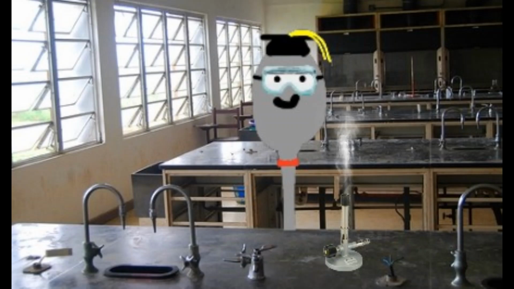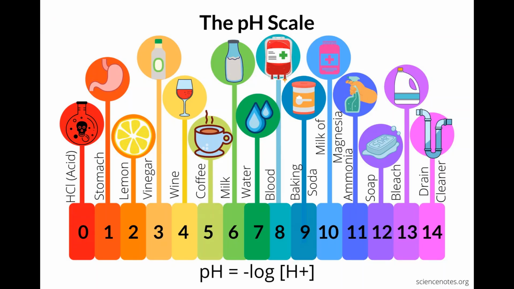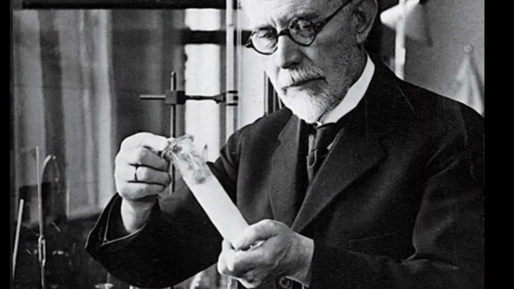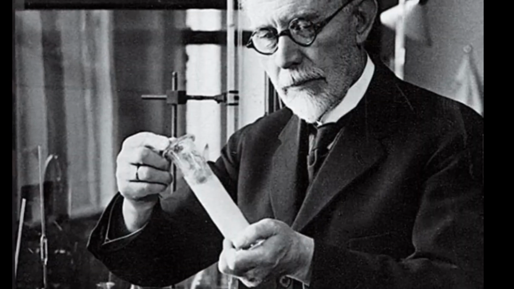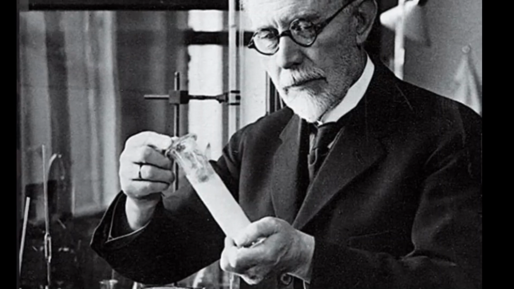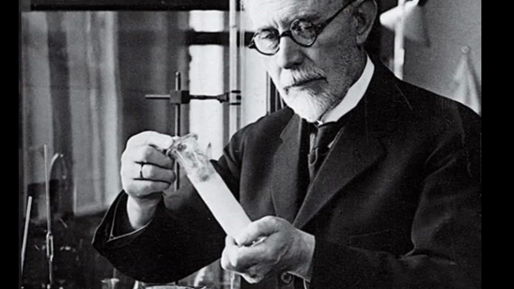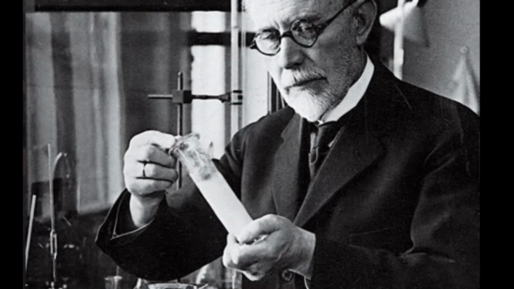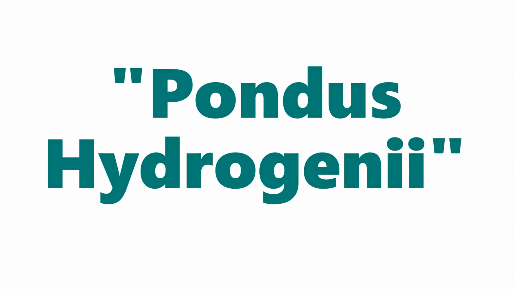In chemistry, the pH scale is a scale used to specify the acidity or basicity of an aqueous solution. Søren Sørensen, a Danish chemist, introduced the concept of pH in 1909. This scale was developed as a means to express the hydrogen-ion ratio on a logarithmic scale, which he called the pH scale. The letters pH are an abbreviation for pondus hydrogeny, meaning potential hydrogen.